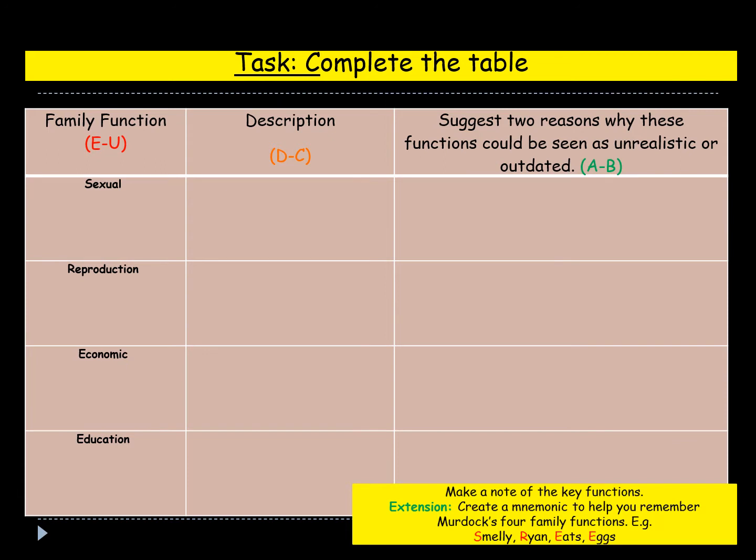I'm going to go through now what the functions are according to Murdock, who is our first sociologist. As I'm going through that, can you complete the table? I've put the functions on the left-hand side. You need to describe what those functions are and then suggest reasons why these functions may be seen as unrealistic or outdated. There's an extension task there. You might want to make a mnemonic to help you remember Murdock's 4 functions of the family. I've given you an example there, but you might want to make it more relevant to you and your personal life so that you can remember it more easily.